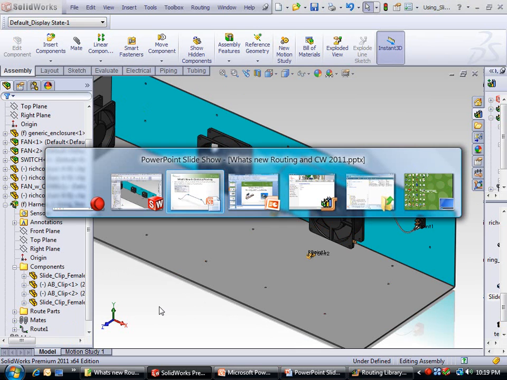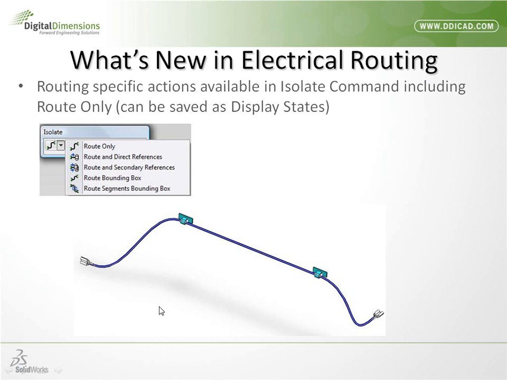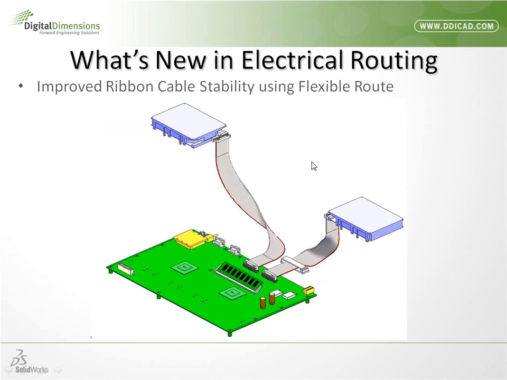Now I'm going to show you how to use the flexible routes for, in this case, a ribbon cable. Show you that improved stability. So I'll show you that next, and I'll try to show you both of these routes. Both types of routes for ribbon cables, both flexible, which I'm showing here, and also one called folded. I'm going to go ahead and show you both of these if time allows here.